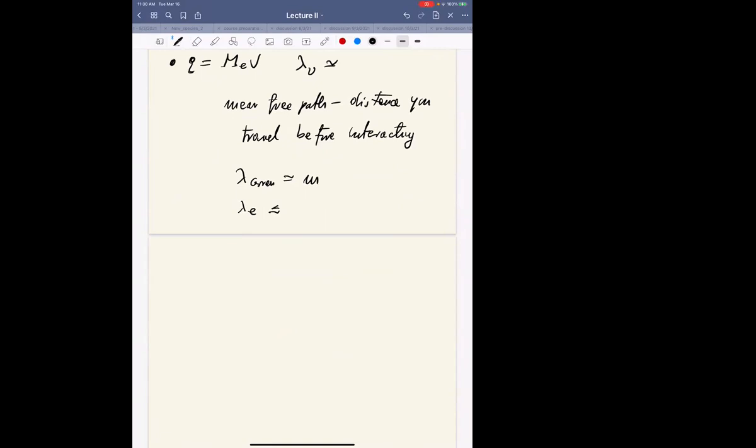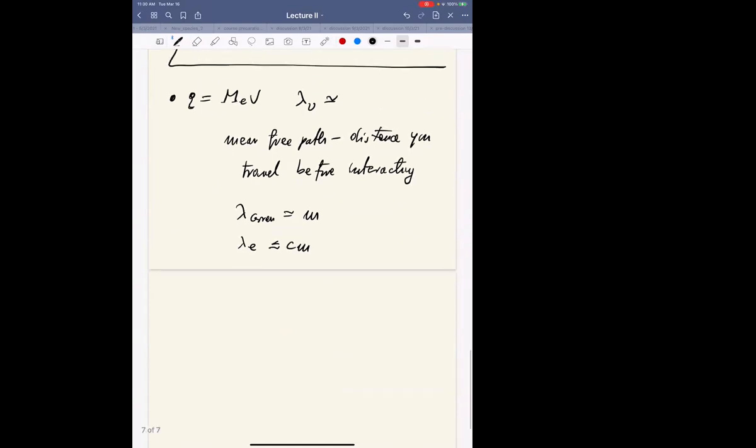Is it smaller or bigger than mine, the electron's mean free path? It's actually smaller. It's less than a centimeter. What about the neutrino's lambda with this energy? You've got to have a feeling for this.